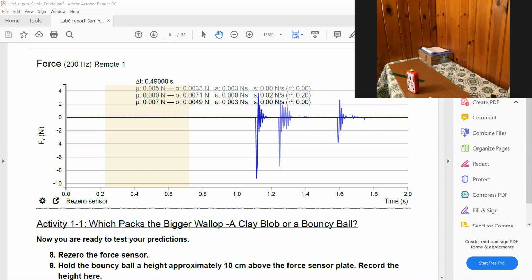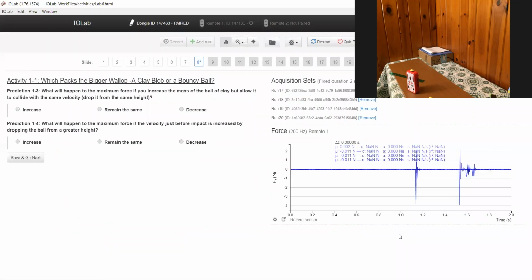Okay, this was the one. Have I been sharing this one? Okay, I think I have to do this one first then. Okay, in this slide, you have been asked to predict what happens to the maximum force if you increase the mass of the clay ball, but allow it to collide with the same velocity, so drop it from the same height. After that, I'll explain the same one.